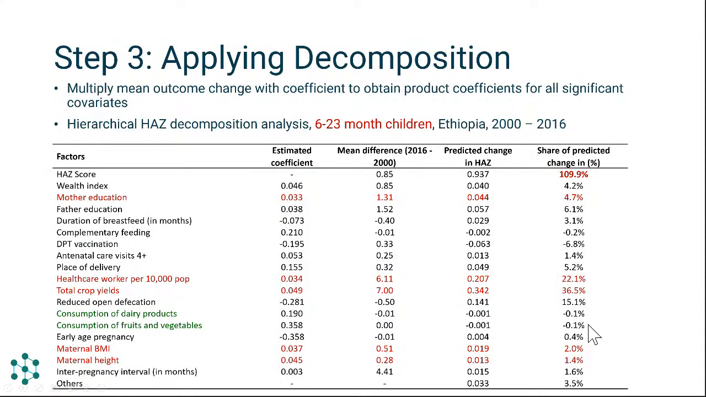We thought that some of these dietary factors might be important. We were able to model them here, and it looks like the consumption of dairy products and fruits and vegetables had some significant effect, but it was really, really small. They remained in the model, but they contributed in a negligible way.